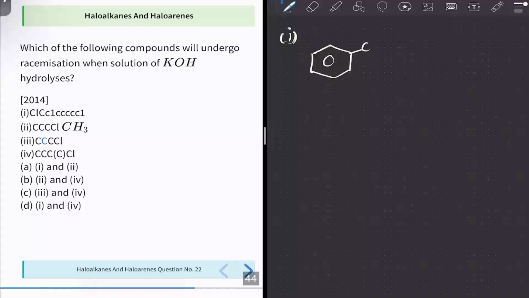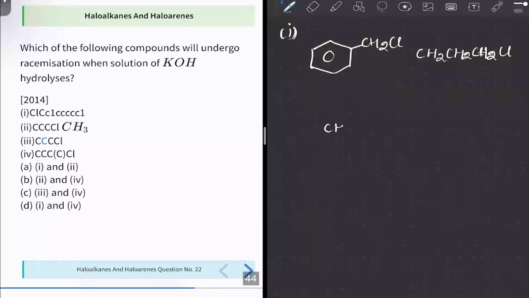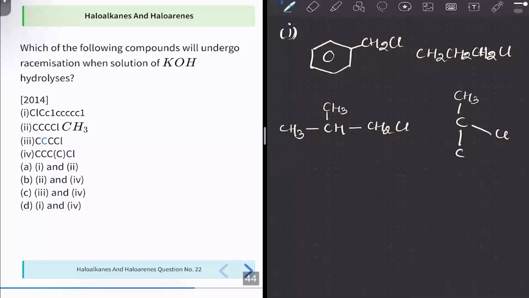C6H5CH2Cl. This is the first option. Option B is CH2CH2CH2Cl. Option C is CH3CH2Cl. And option D is CH3, Cl, C2H5 and H.